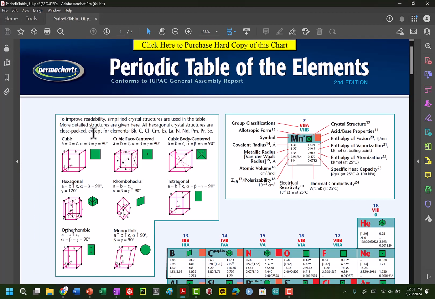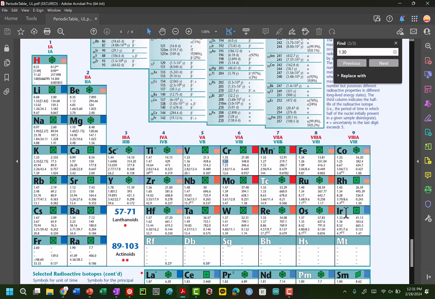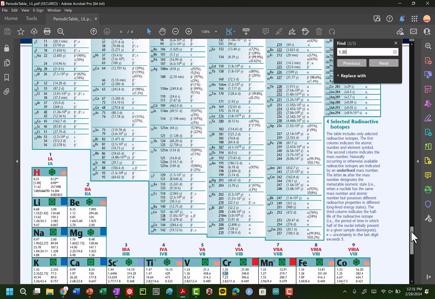So I can do Control F. I want to look at 1.3. I want to look for metallic radii. None of these are metallic radii so far. Actually, we may do 1.30. Let me make it a little bit easier. Oh, chromium. That's telling us chromium. What is the structure for chromium?